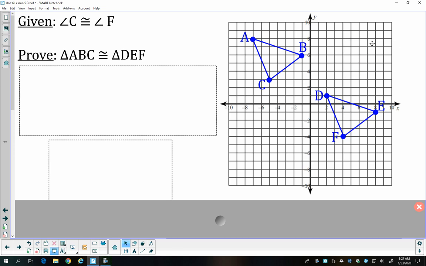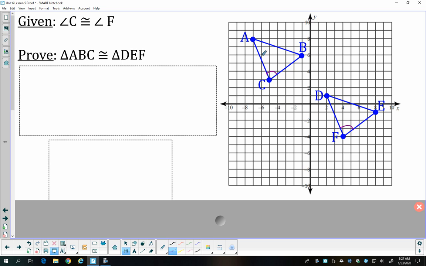So one other way we might want to prove that triangles are congruent would be in the coordinate plane. And so there's not a ton we can do about angle measures in the coordinate plane. The only thing we can do about using angles is if we know they're congruent. But what we can do is find out how long sides are. So we're given here that angle C and angle F are congruent. So we can mark that. And then we're not going to be able to develop anything else about the angles.